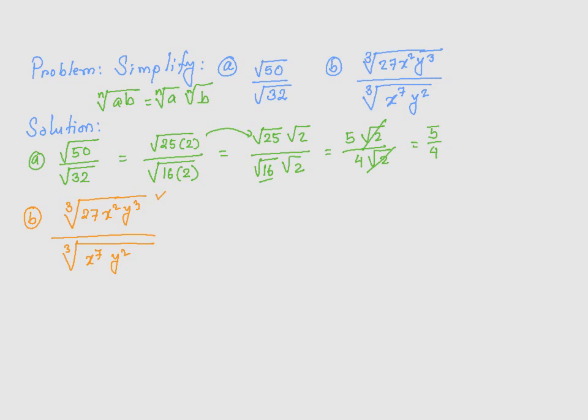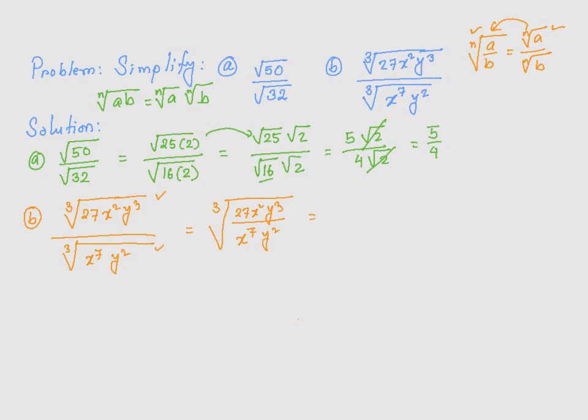Here you're given the cube root of 27 x squared y cubed divided by the cube root of x to the power 7 y squared. In order to simplify this problem, I'm going to use this formula: the nth root of a over b is equal to the nth root of a divided by the nth root of b. I go in this direction. Basically, I have been given this, and I'm going to go to that. In our case, n is 3 because it's a cube root. So I could combine this into a single big cube root, 27 x squared y cubed divided by x to the power 7 y squared.